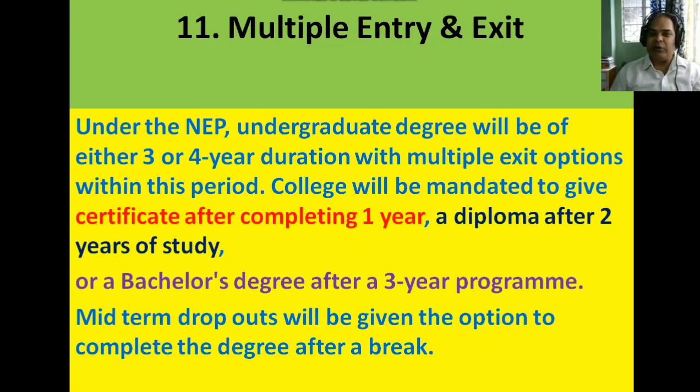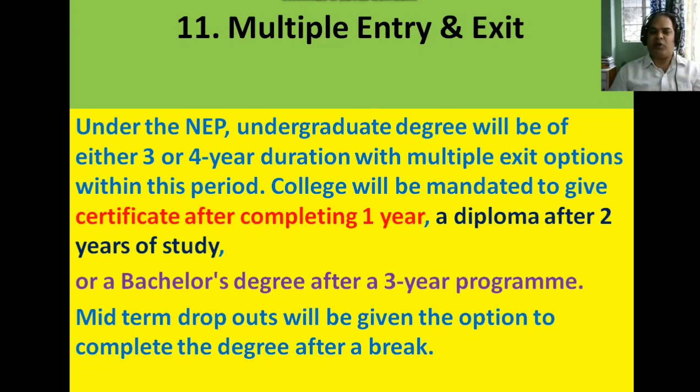Colleges will be mandated to give a certificate after completing one year. If a student completes the first year, they will be given a certificate. If they complete 2 years, they will be given a diploma. And if they complete 3 years of the program, they will be given a bachelor's degree. Suppose after 1 year the student leaves the college, it doesn't mean that later on he cannot complete his education. After 1 year, he'll get the certificate. Later on, if he wants to study again, then he or she can join the college as usual.